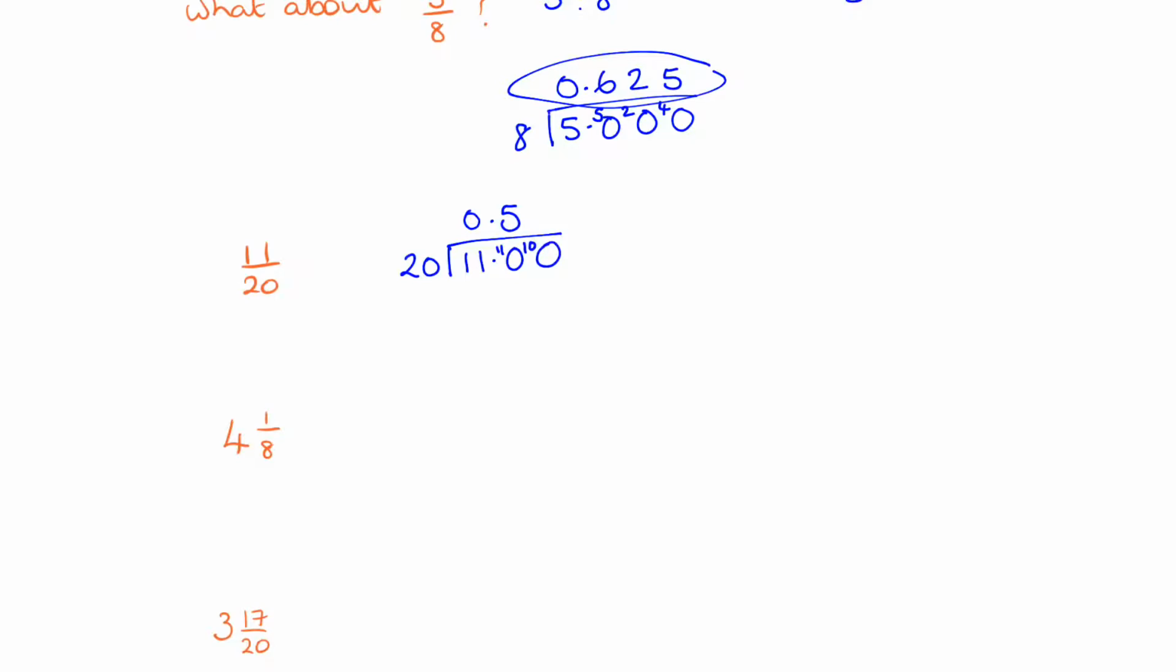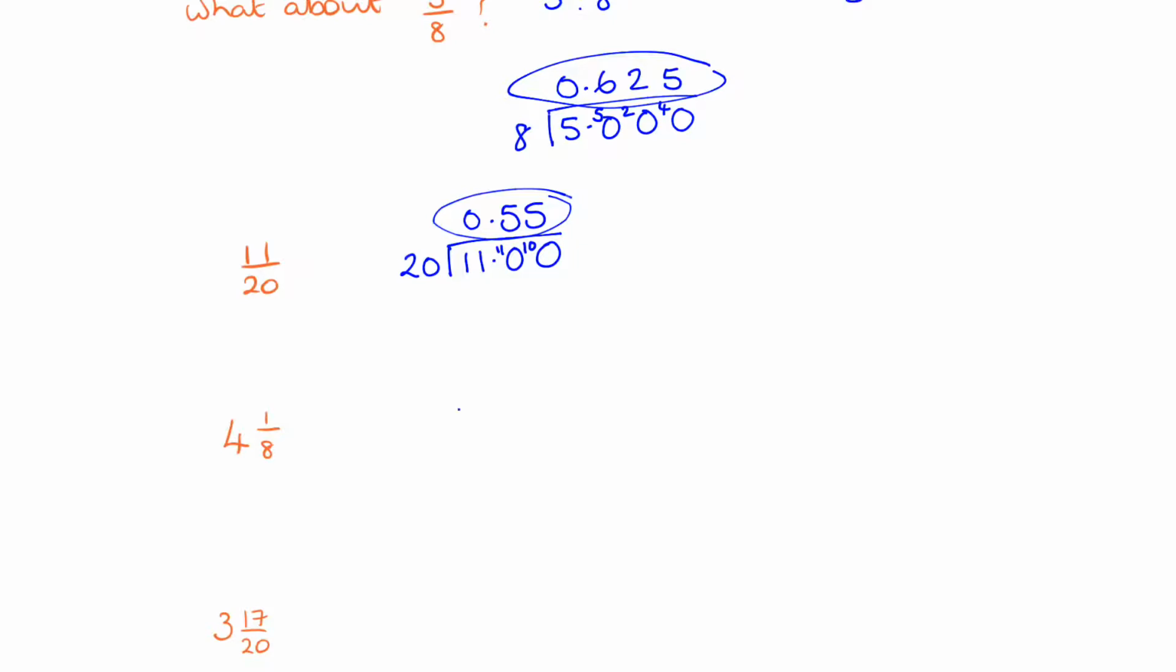So now we're looking at 20 into 100. So 20 into 100 goes 5 times exactly. So that's the answer to that one. It's finished because we haven't got any more remainders. We don't need to carry anything further. Okay, 4 and an eighth.